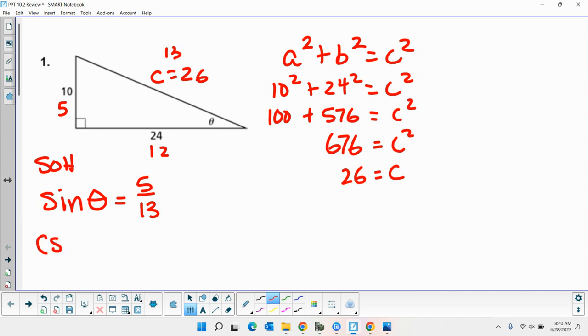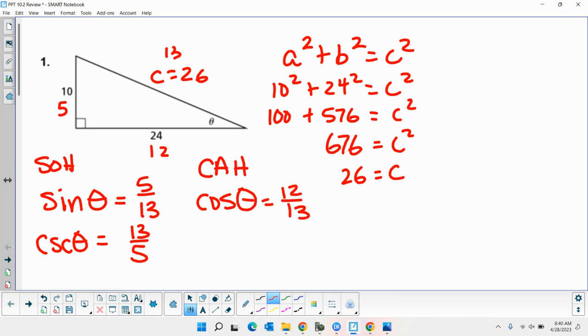Cosecant goes with sine. So I'm just going to do that one right away. Reciprocal. Cosine of theta. Theta's here. Adjacent is 12, hypotenuse is 13. Secant goes with that. So that's 13/12. Simple.